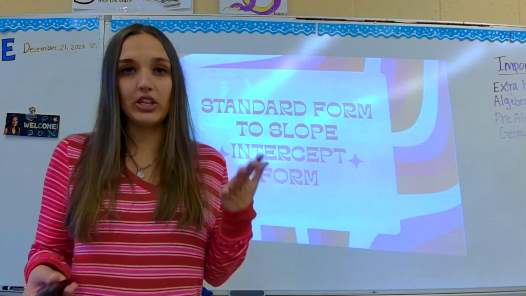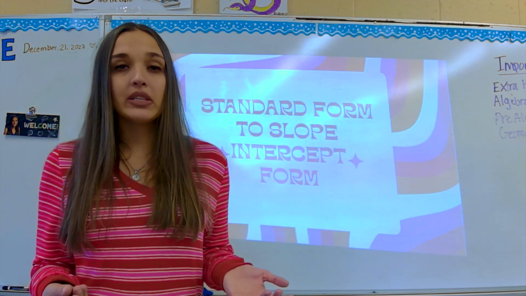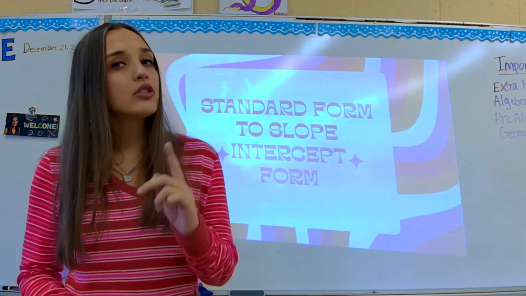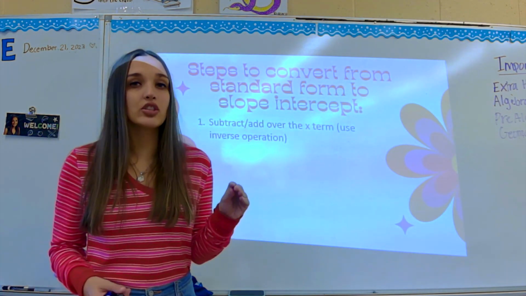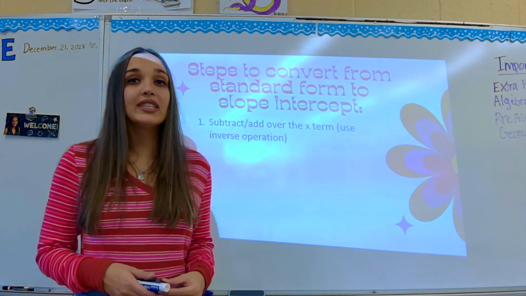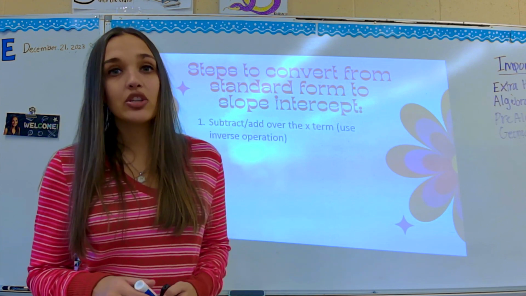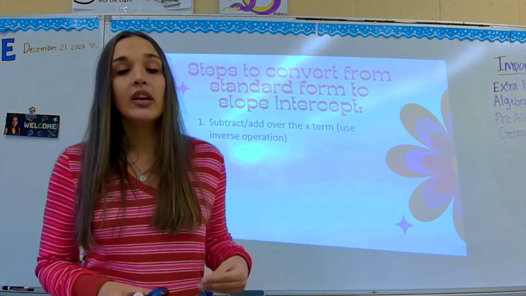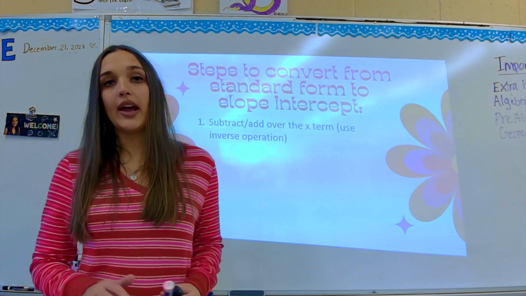If we think about the two equations, ax plus by equals c and y equals mx plus b, the thing that's different is that the x term is on the other side. So using that knowledge, we're going to look at our steps. Our first step is to move the x term to the other side using our inverse operation. If it is a positive x term, we're going to subtract it. If it's a negative x term, we're going to add it to the other side. So we add or subtract our x term to get that y by itself. It cancels out and moves to the other side.